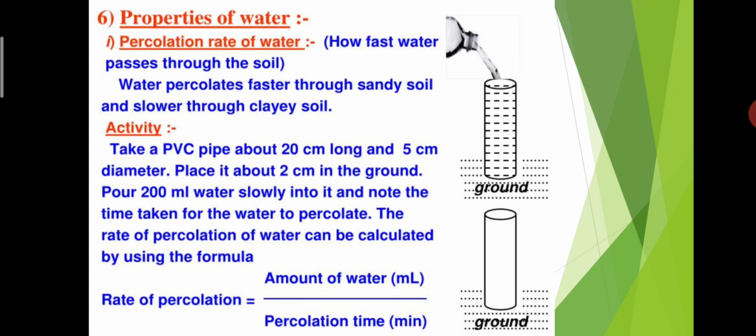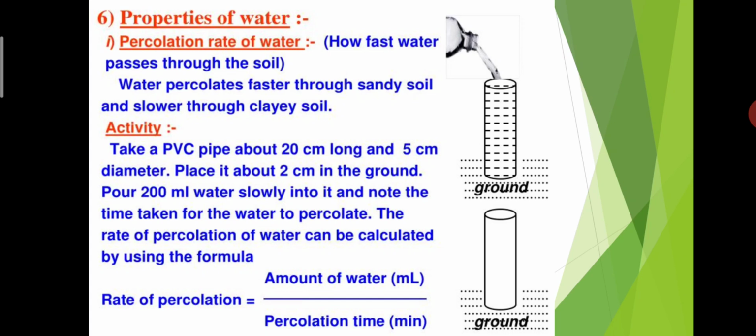For this, you take one activity. Take a PVC pipe about 20 centimeter long and 5 centimeter diameter. Place it about 2 centimeter in the ground. Pour 200 ml of water slowly into it and note the time taken for the water to percolate. The rate of percolation of water can be calculated by using a formula.